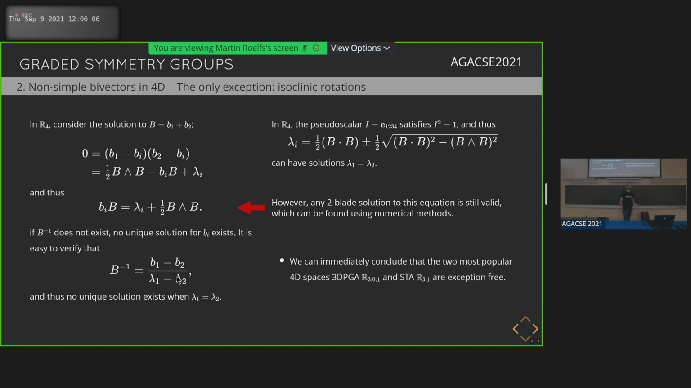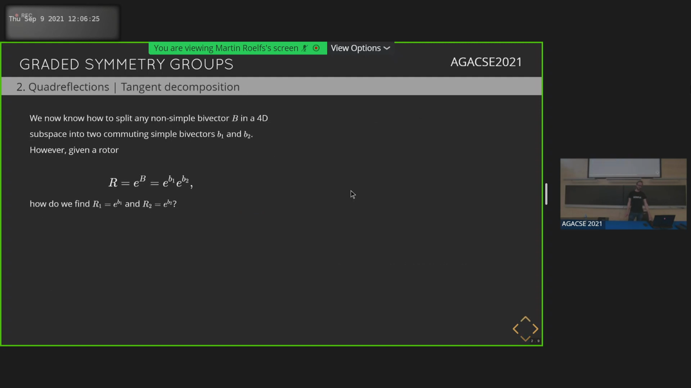And so from this, we can immediately conclude that the two most popular spaces at the moment, the 3D PGA and STA, are exception-free. They don't have this problem. But exceptions of this type exist in the 4D Euclidean space and in the model algebra R2,2. All right. So we've managed to do quite a lot.